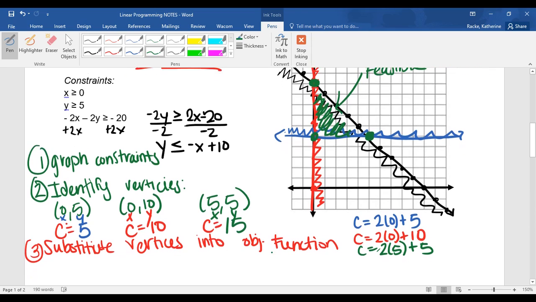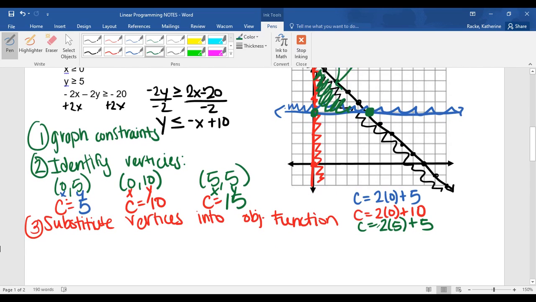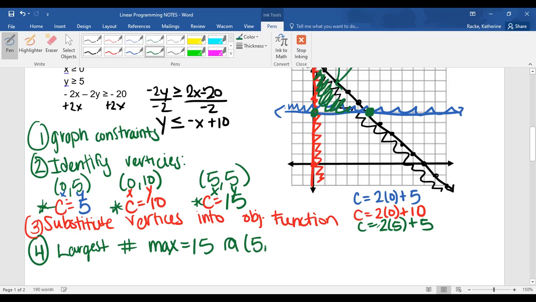Okay, so now your last step in this problem is you need to identify the max and the min, the largest number of your objective function where we plugged in the vertices here. So these options here. The largest number we have is going to be your max. So our largest is 15. So that max is at the point 5, 5.